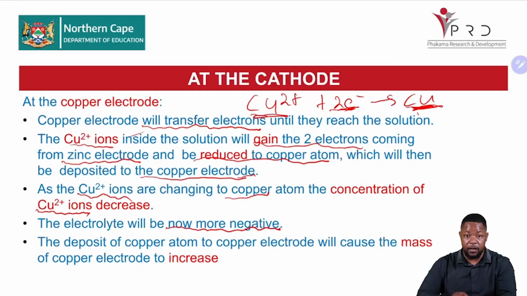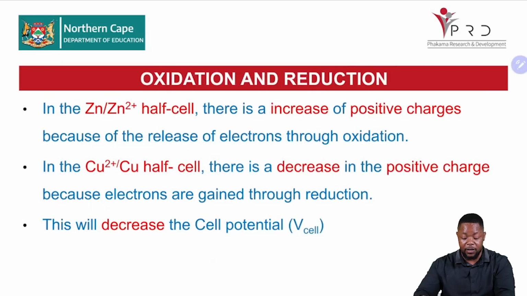Remember, the charge of the anode is changing, and the charge of the cathode is also changing. The deposit of copper atoms onto the copper electrode will cause the mass of the copper electrode to increase, and the salt bridge will keep the balance between the increase and decrease in ions.